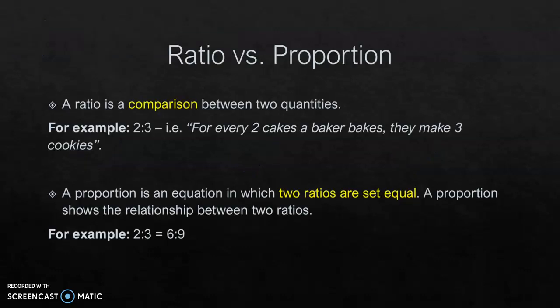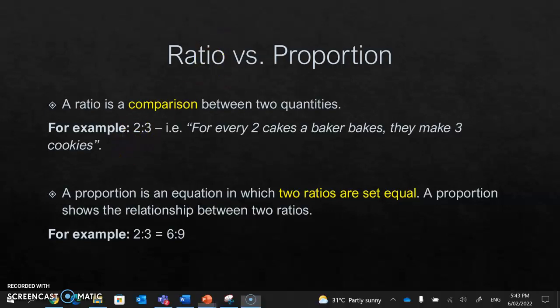So let's get started. A ratio is a comparison between two quantities. For example, we often see ratios that look like this. So they're separated by a colon. So this is a ratio of 2 to 3. If you put that into an example, that would be like saying for every 2 cakes a baker bakes, they make 3 cookies. Okay? For every 2 cakes, they make 3 cookies. So you have a 2 to 3 ratio of cakes and cookies.